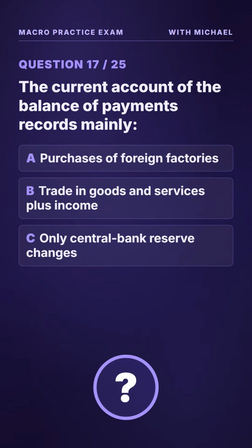Question 17. The current account of the balance of payments records mainly A. Purchases of foreign factories. B. Trade in goods and services plus income. C. Only central bank reserve changes.